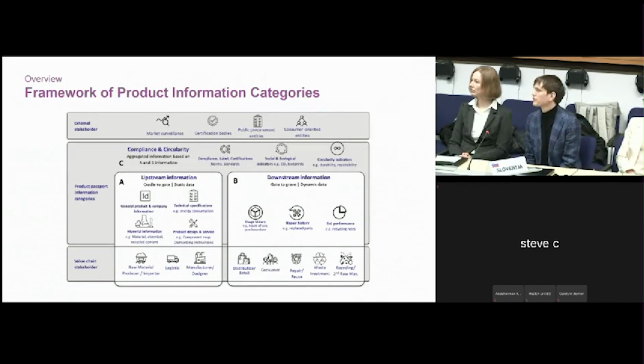Before I go into the results, first of all, what do we mean by product information? We see that in 3 categories. We have upstream information, which is usually created during production. This can be information such as the material composition or the price. Then we have downstream information, which is created during the use phase and end of life, which, for example, can be a repair event. And we have compliance and circularity information, which is aggregated information, usually based on information or data from the first two categories, such as social or ecological indicators.